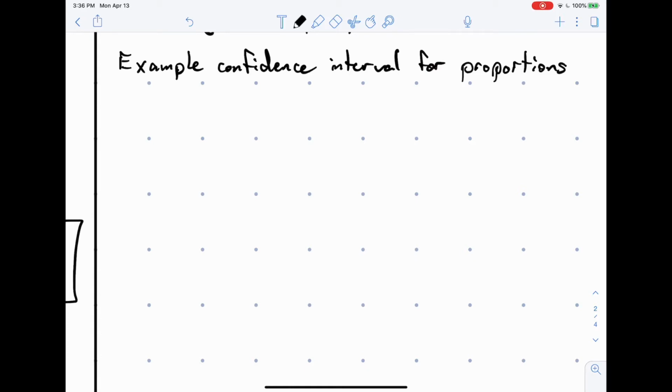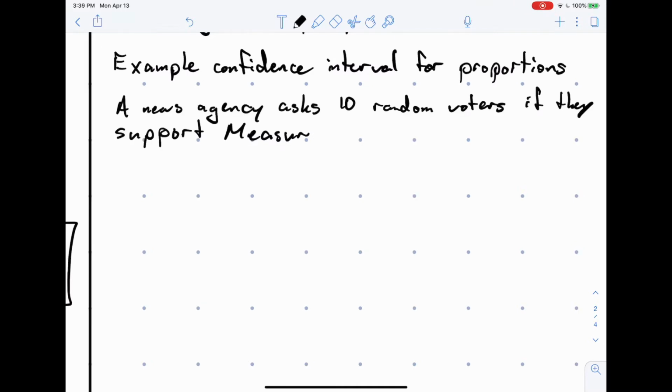In this video, I'll show you how to use the Agresti-Coull method to compute a confidence interval for proportions. Here's an example. A news agency asks 10 random voters if they support Measure A. So you could replace this with anything. If they want to vote for candidate B, yes or no, on Measure A, any of these things where you have a binary outcome, you can model like this.